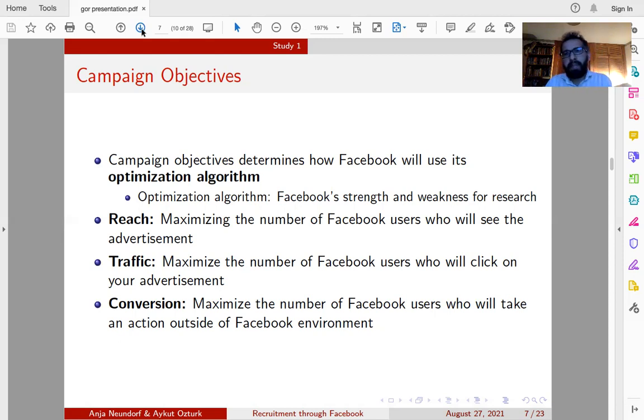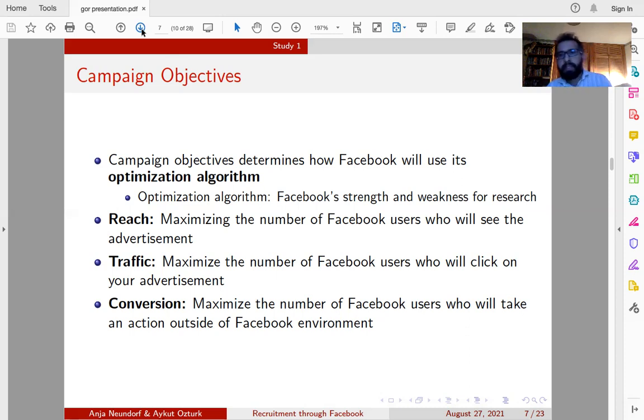Facebook is offering 3 main categories of optimization algorithms. One is reach, the other one is traffic, and finally the third one is conversion. Reach tries to maximize the number of Facebook users who will see the advertisement. Traffic maximizes the number of Facebook users who will click on your advertisement. And finally, conversion tries to maximize the number of Facebook users who will take an action outside of Facebook advertisement. In our case, of course, this is completing a survey. Conversion will try to maximize the number of people who will complete your survey. Otherwise, for business owners, this will probably be buying a particular product.